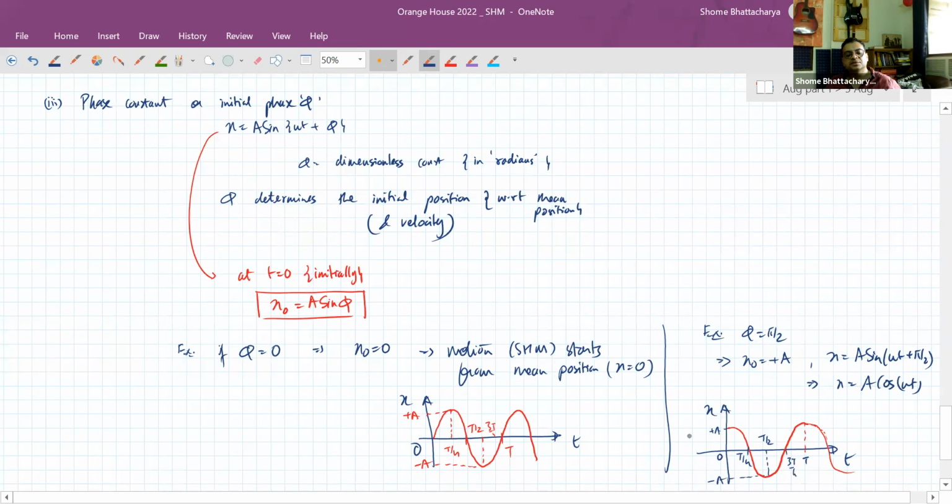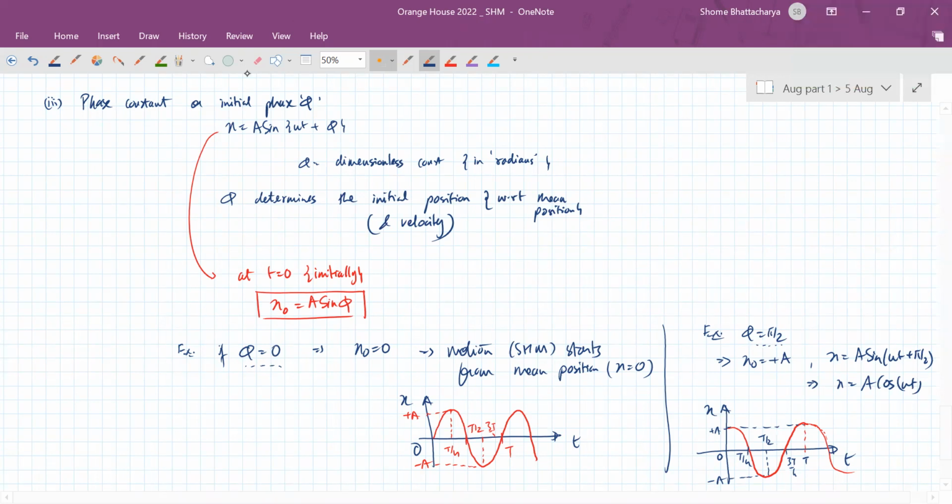So this placement of the graph, where it is starting from at t equal to 0 and which direction it is moving in, is determined by the phase constant phi. I've given you two easy examples of the phase constant, the two most basic ones, 0 and pi by 2. We will see more general examples as we go about, but first of all, write down the definition and the significance of phi, which is the phase constant.